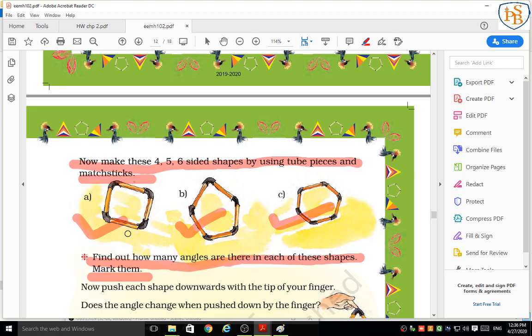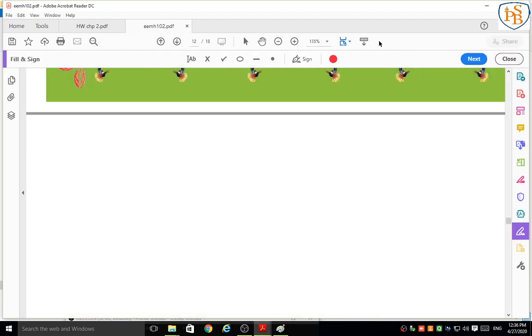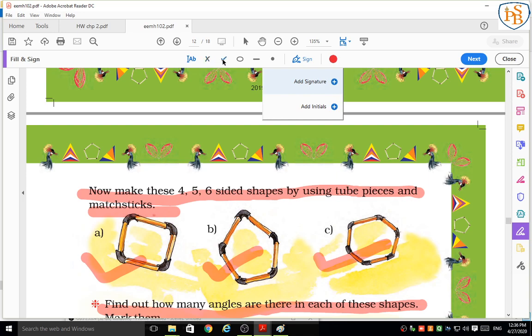Do you remember students? Angles we have learned before: right angle, less than right angle and more than right angle. So can you identify, can you find out the angles? Just mark it. Suppose we are taking this shape, 1 2 3 4, four sided, what is the name of the shape? Correct, square.